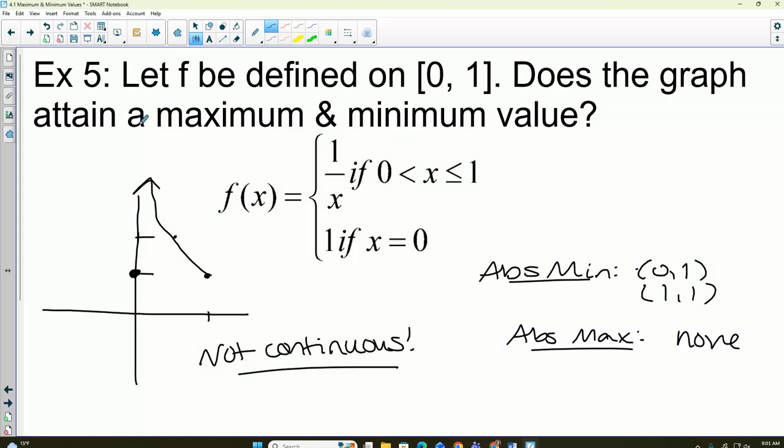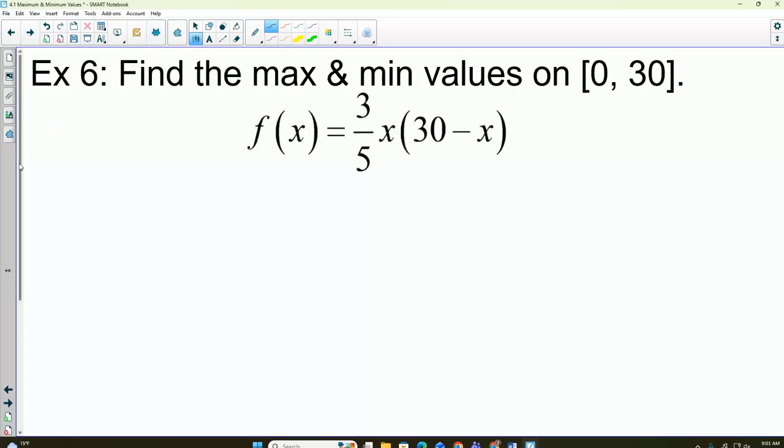All right, I have several examples on here. We may or may not do all of them. We'll do a few for sure and then kind of see how we're doing. So if I asked you to find the max and min on closed interval 0 to 30, okay, I'm just looking at a polynomial, so it's continuous. I have a closed interval, so it's fine. What would you probably do before you did this derivative?